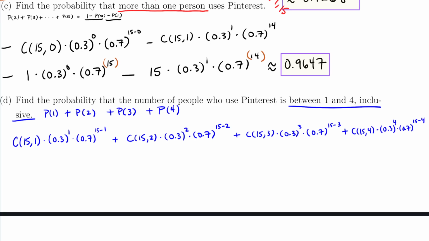So let's check what you have written down so far. The P of 1 term is what we have listed here. It's a combination of 15 choose 1 times 0.3 to the 1 times 1 minus 0.3, which is 0.7 to the 15 minus 1. Okay, P of 2 is next. C of 15 comma 2 times 0.3 to the 2 times 0.7 to the 15 minus 2. You could have also just quickly simplified that to the exponent 13. P of 3, C of 15 choose 3 times 0.3 to the 3 times 0.7 to the 15 minus 3. And then finally, P of 4 is the combination of 15 choose 4 times 0.3 to the 4 times 0.7 to the 15 minus 4.